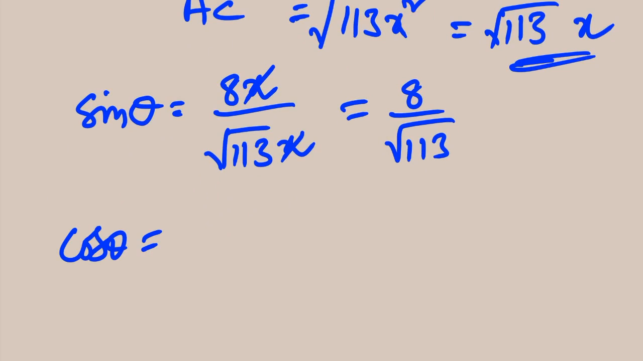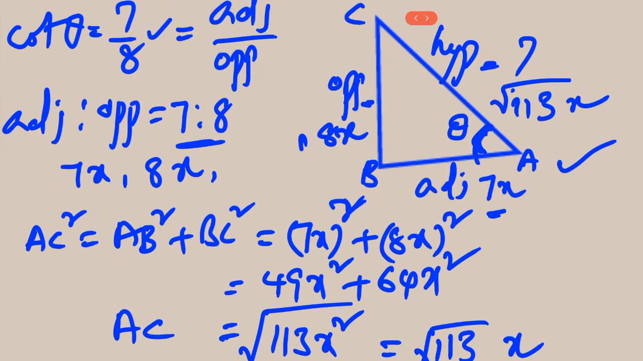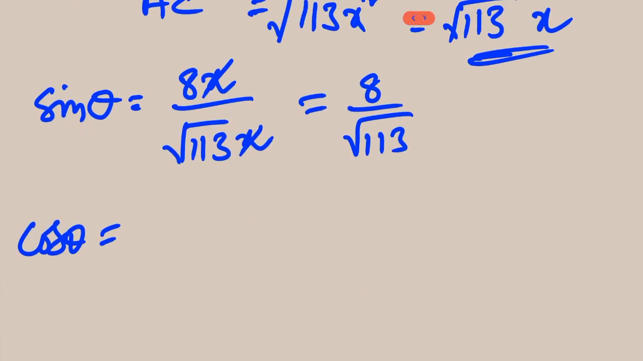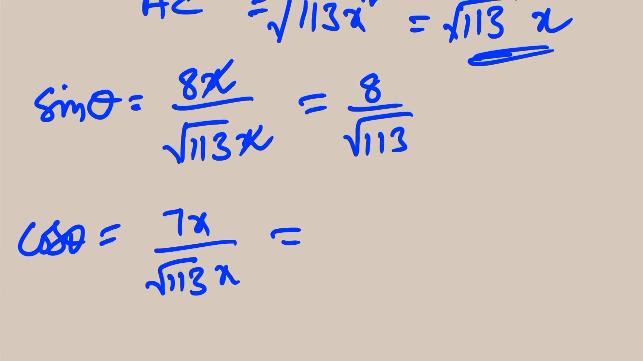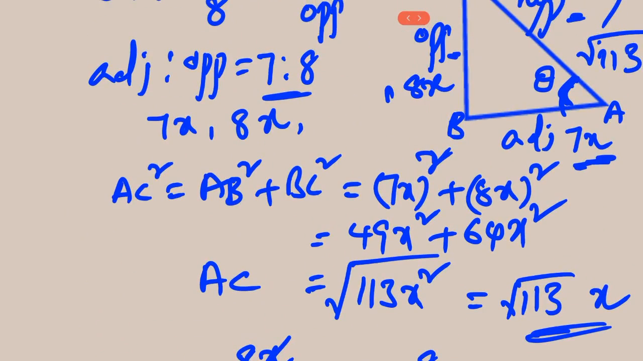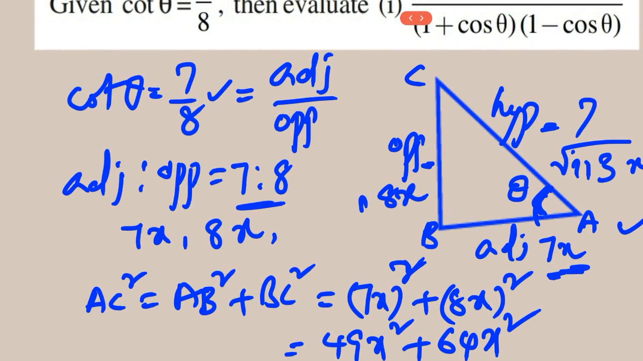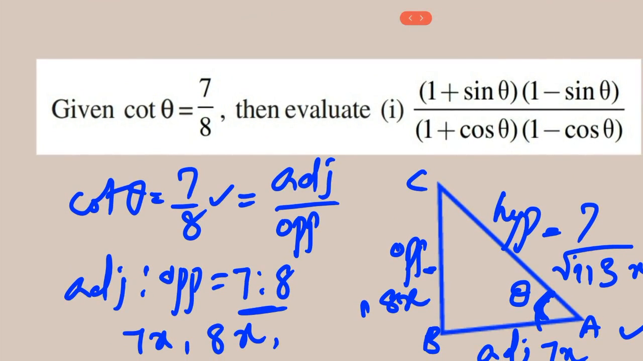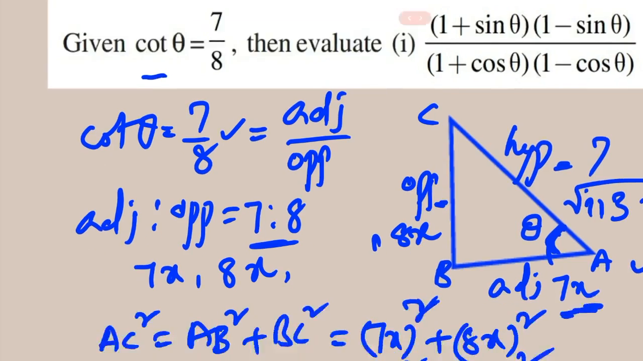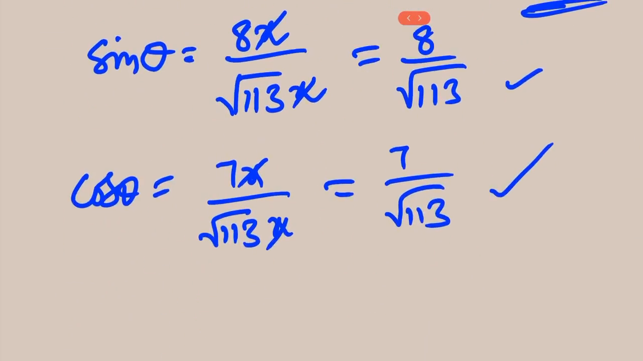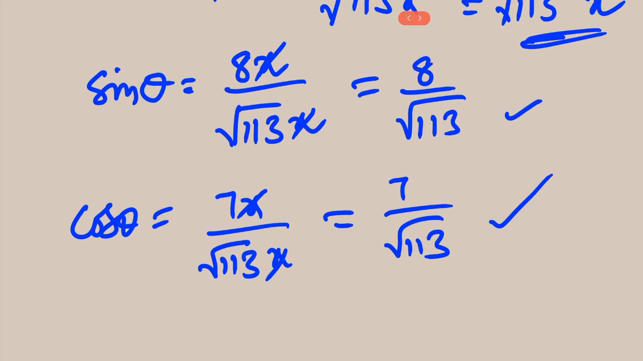Cos theta is adjacent side by hypotenuse. So the adjacent side is this one, 7x, divided by root 113x, and the x gets cancelled, giving 7 by root 113. In this way we can find all the remaining 6 ratios. Most of the time these kind of problems are asked this way. Sometimes they give cot theta, sometimes tan theta, sometimes sin theta. Given one ratio, we can find the other side easily, and after that we can find all the ratios.